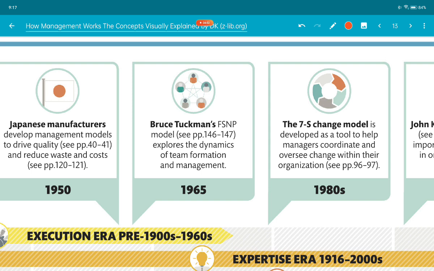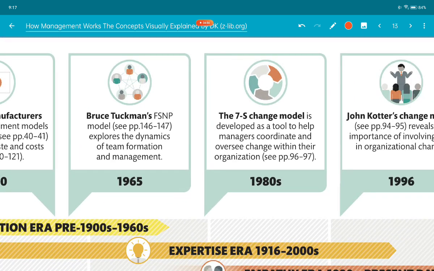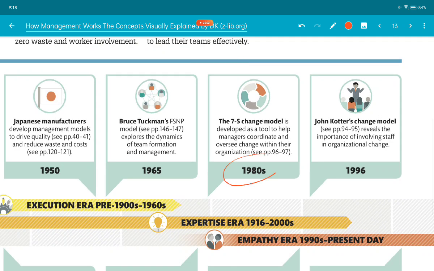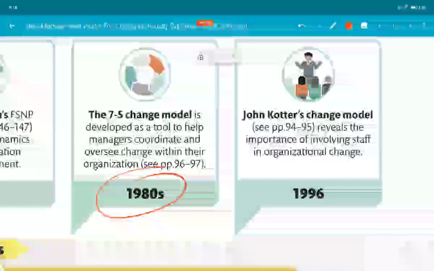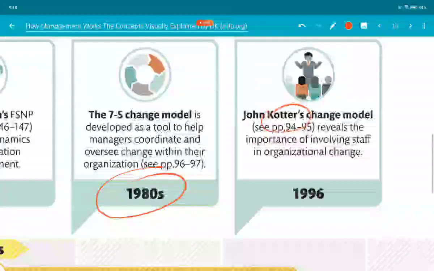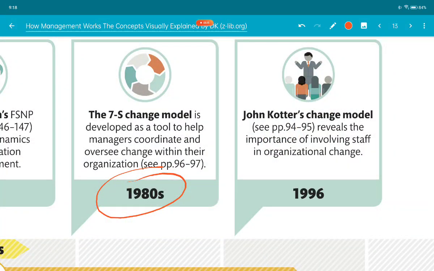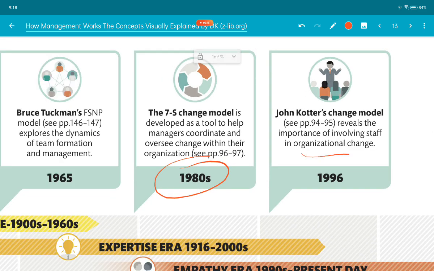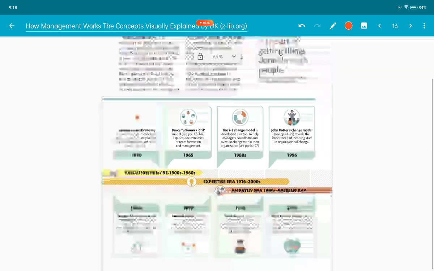Then there is the 7S change model, developed as a tool to help managers coordinate and oversee changes within their organizations. In 1996, John Kotter, yes, we know the famous Kotler brothers. The change model reveals the importance of involving staff in organizational change. We'll go through one by one.